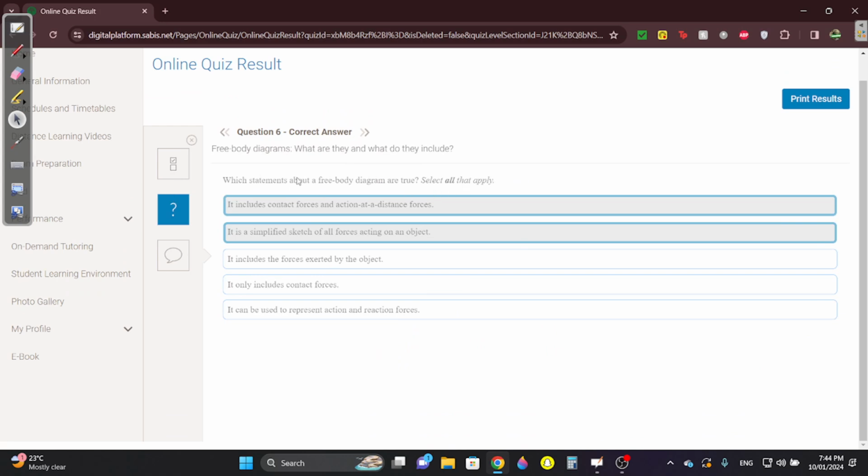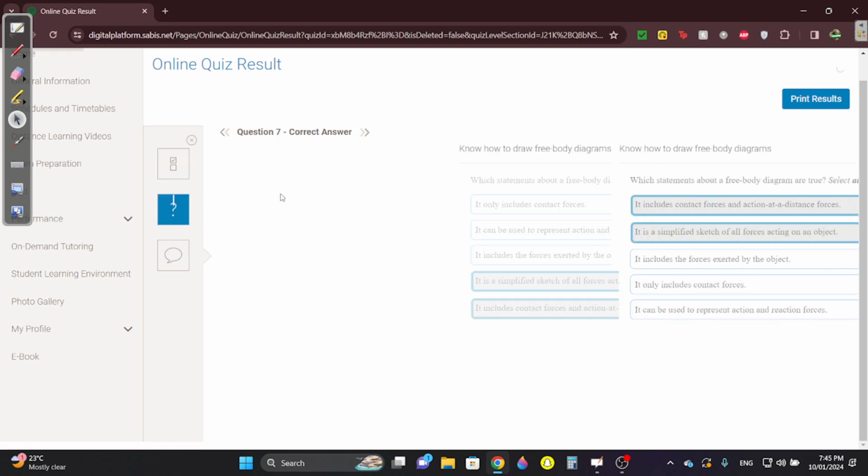This one, memorize it. What statements about a free body diagram? A free body diagram is the thing we've been drawing now, the one with the box and the arrows and whatever. It includes contact force and action at distance, because contact forces would be like the pull or the push. Action at distance could be like weight, because weight acts at a distance. It is a simplified sketch.